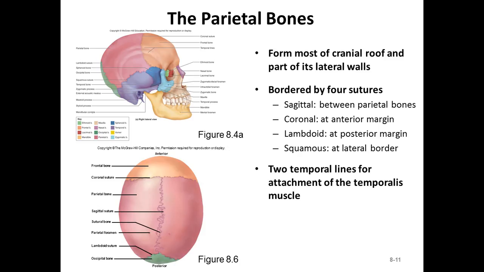And of course you have your squamous sutures, which you cannot see. Well, you can see it in the top picture, figure 8.4. The squamous suture is also called the temporal suture because it's right above the temporal bone, which is that purple bone that you see. And of course you have those temporal lines for the attachment of the muscles, one of which is called the temporalis muscle, which is one of your chewing muscles, or one of the muscles of mastication. So that's the parietal bone.